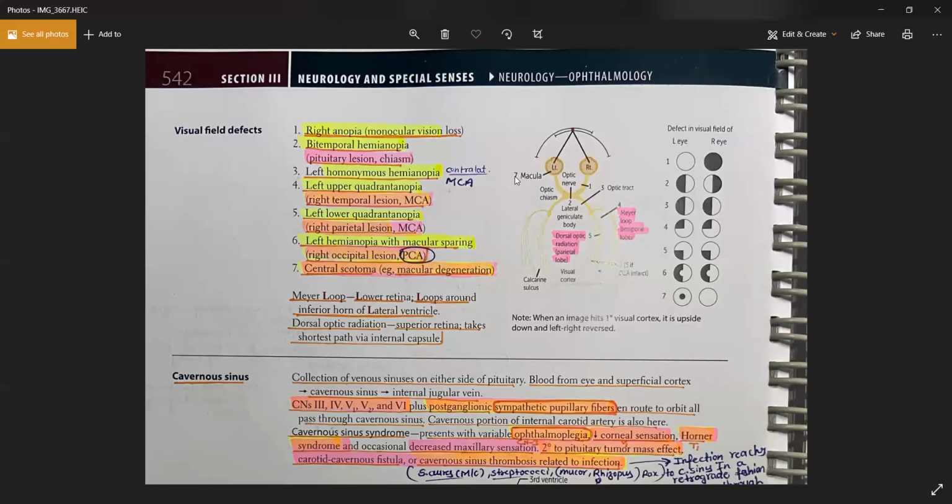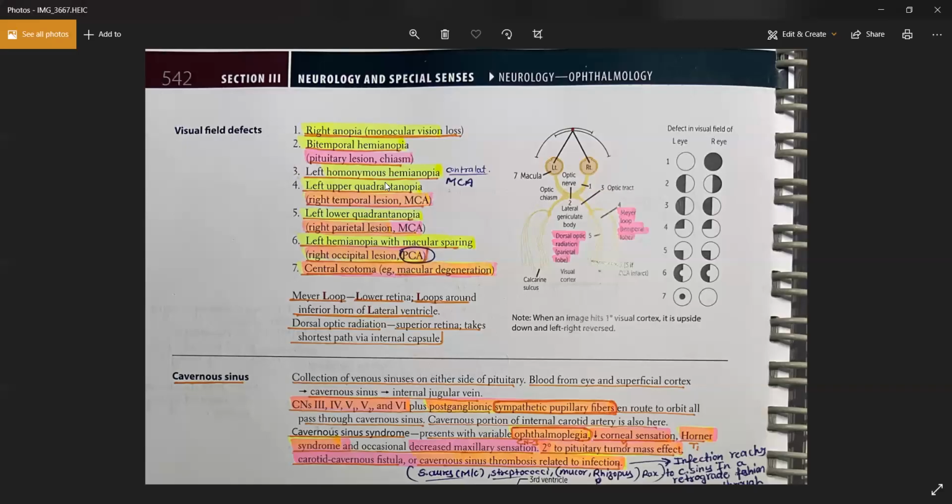So Meyer's loop carries the fibers from the lower retina, and the dorsal optic radiation carries the fibers from the superior retina. Do remember that. So Step 1 will give you a scenario where the patient is having an aneurysm, or a pituitary tumor, or a stroke in the MCA, or hypoxia in the retina, and they will ask you what kind of visual field defect the patient can have, and you have to remember all the examples and all the reasons for these visual field defects. Okay, so that's all about the visual field defects.